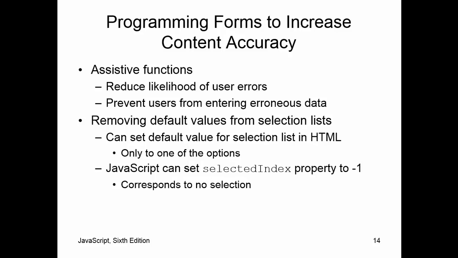All right. JavaScript can also set a selected index property to -1. See, again, remember how programmers count. If you set the selected index to 0, that means it's the first element. If you set it to -1, that means that nothing has been chosen.